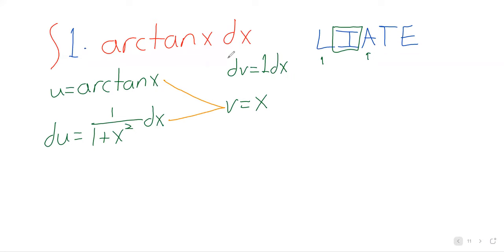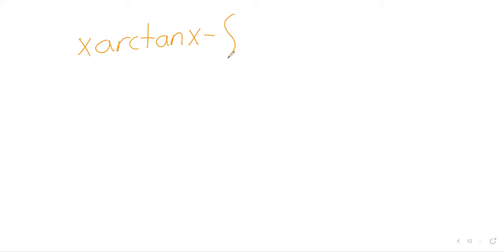X times the arctangent of X minus the integral of X over 1 plus X squared. Well, let me write. Here's the derivative. Here's X. So there's a V du.